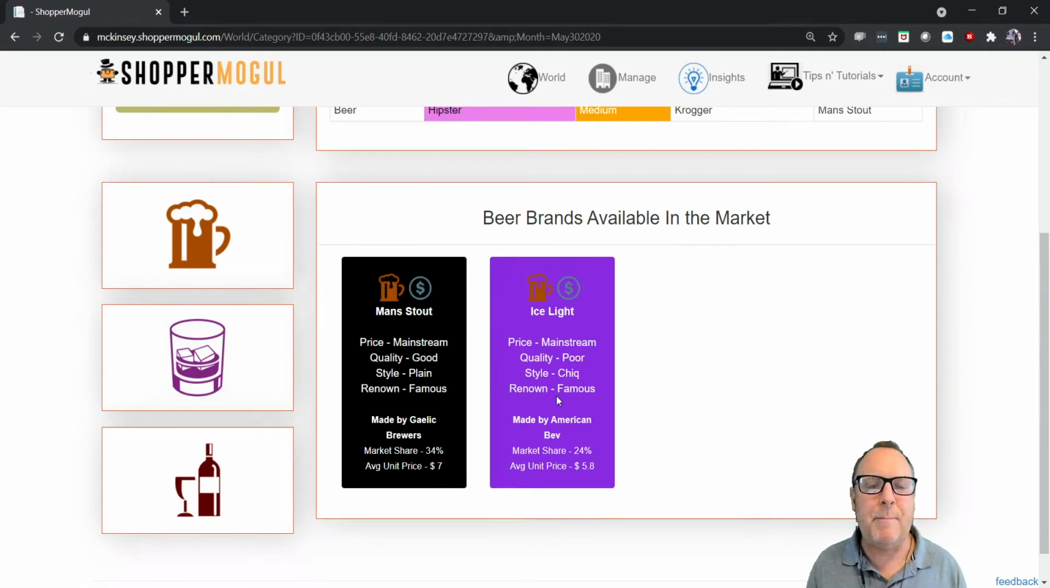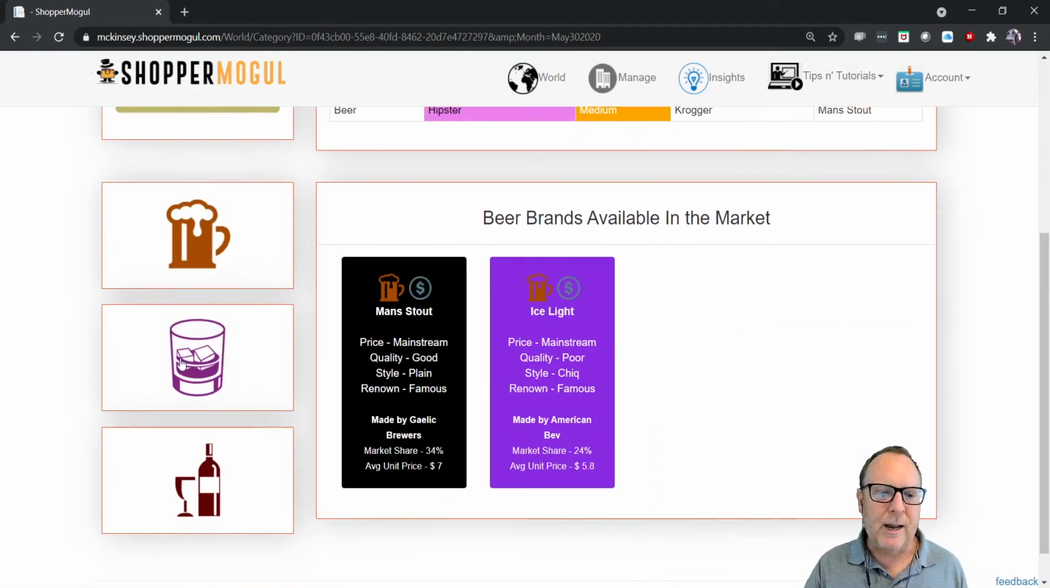Now, at the start of the game, every single one of the companies has one single brand. Over the course of the game, you can launch new brands, so this list will grow. So at the start of the game, there's 2 beer brands in the market. There's Man's Stout and there's Ice Light, both of which are mainstream brands, so neither of them is significantly cheaper or more expensive. One of them is good quality but plain stylishness. The other one is not so good quality but more stylish, and we can see they're made by different brewers.